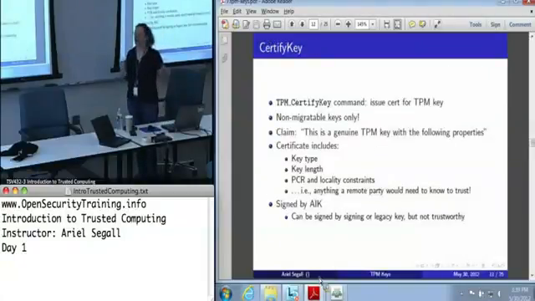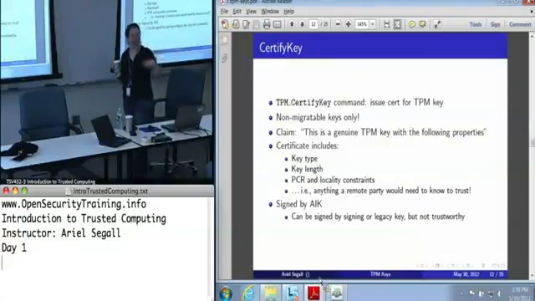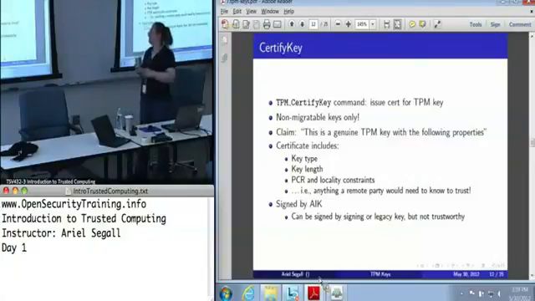So, once we've got our identity key, we can start talking about certified keys. The TPM certify key command issues a certificate for any non-migratable TPM key. There is a certify migratable key command where you issue certified migratable key certificates, and we are not getting into that today because it's complicated. This actually meets the vast majority of our needs.